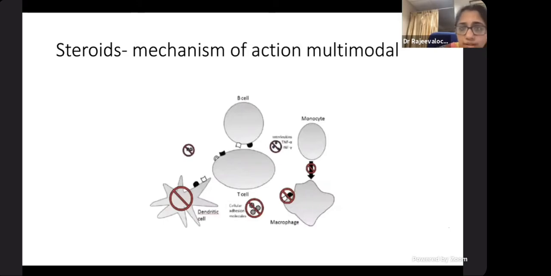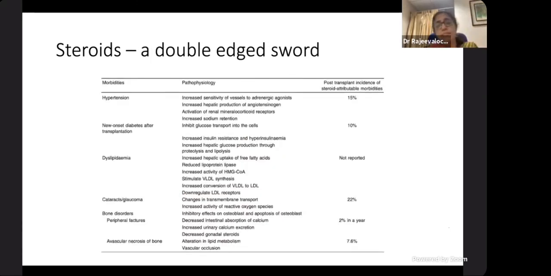Now, as I told you, the steroids' mechanism of action can be multimodal. It blocks the antigen-presenting cells. It blocks the B cells. It blocks the T cells, as well as the cytokine production. It is really a double-edged sword.